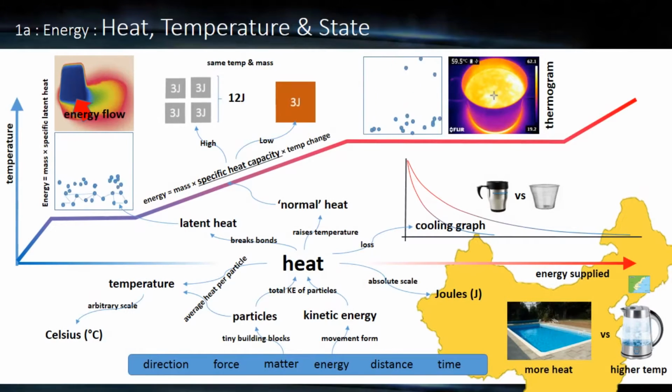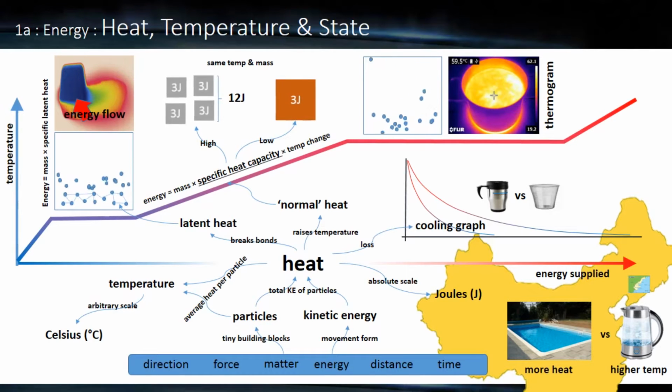This is Unit 1A. It deals with energy, heat, temperature and state. The two key ideas we're dealing with here are matter and energy. Now, matter is just a word for stuff, and stuff is made of atoms joined together to form molecules, and together we call those two things particles.